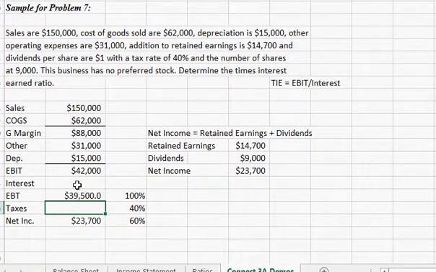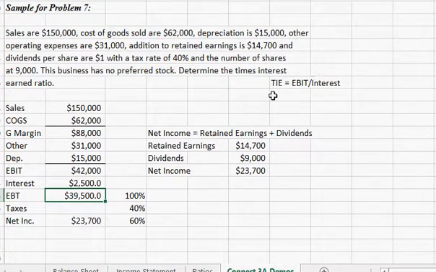So from there now we can get our interest. We could also find our taxes if we needed to. We don't need it for this problem. So 42,000 minus some number equals 39,500. And that would be our interest. So 42,000 minus 39,500 is 2,500. That is our interest.